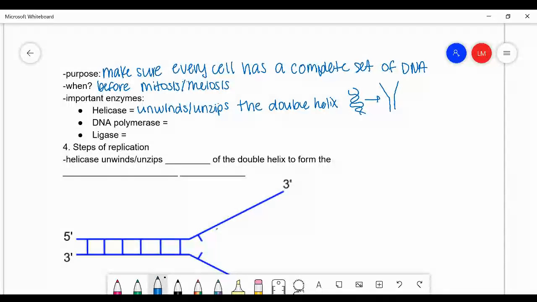The next enzyme that is important is called DNA polymerase. And the job of DNA polymerase is to add new nucleotides. So as a preview, once our helix is open, DNA polymerase is going to read one side and see, oh, there's an adenine here, better put a thymine on this new strand that I'm building. And then finally, ligase connects fragments of DNA, because there will be some.